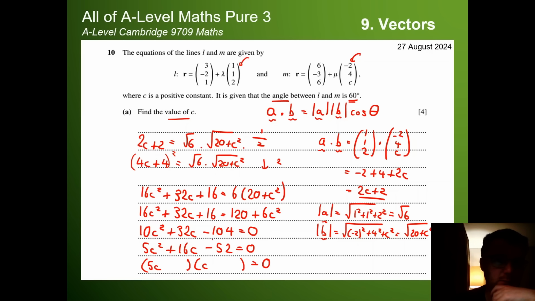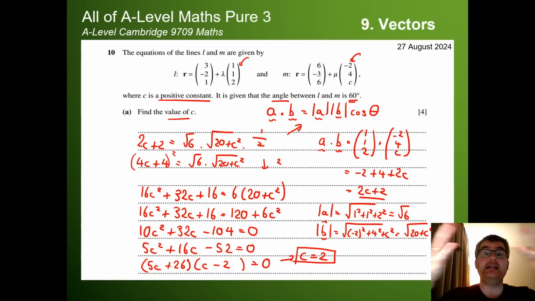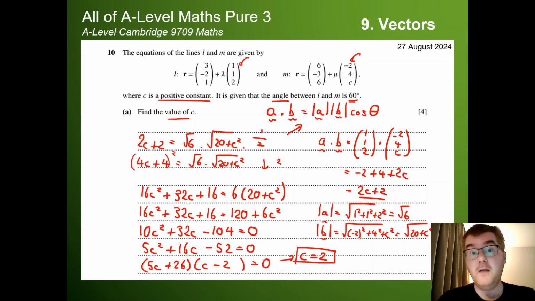26 and 2 I think works. So we have plus 26 here and minus 2. Yep, that gives us a plus 16. And we only want the positive answer here, positive constant. So then C, after all that effort, is just equal to 2. So key thing in this question, as soon as I see angle between two vectors, this is the first formula that's like neon lights in my head before I get started on the question.